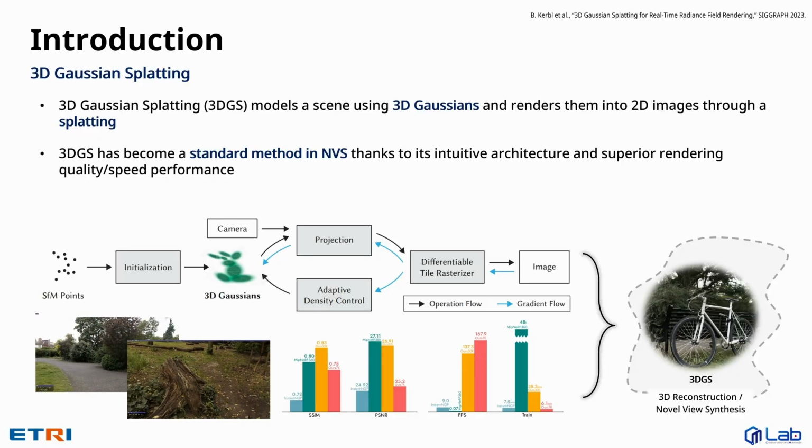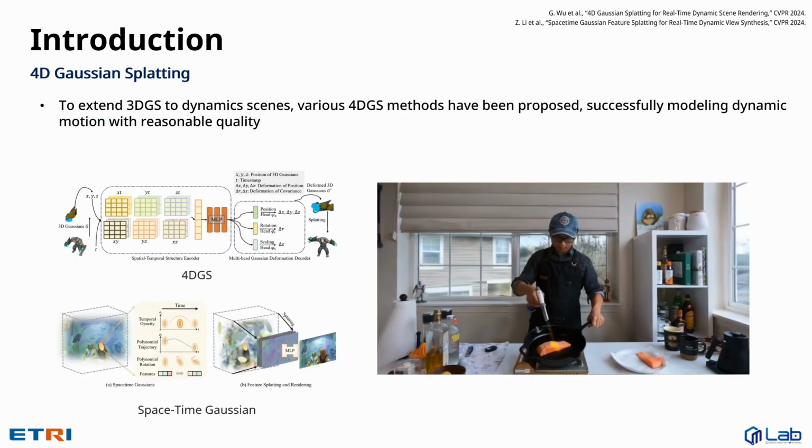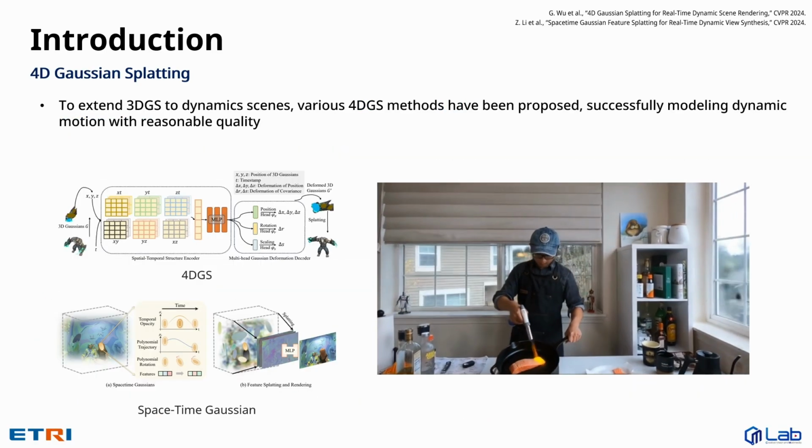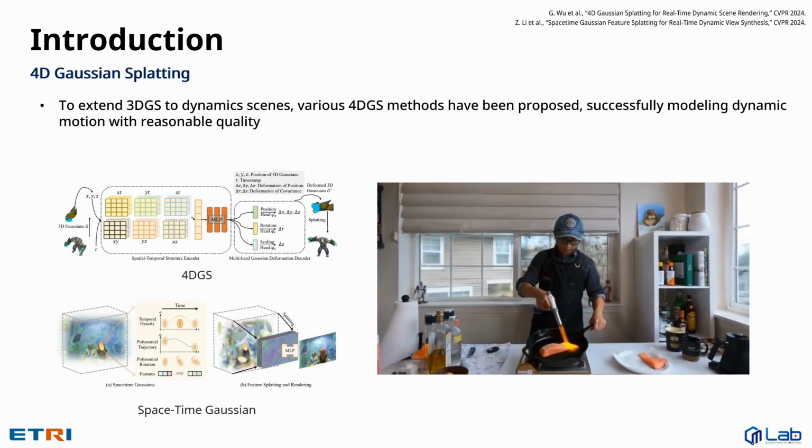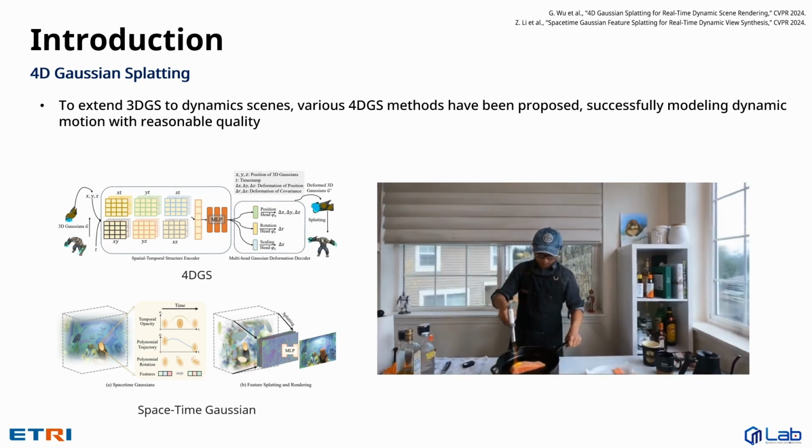Based on this success, it has naturally been extended to dynamic scenes. As a result, various 4D Gaussian splatting methods have been proposed to model dynamic motion with reasonable quality. This suggests that Gaussian-based representations are also effective for dynamic scene reconstruction.